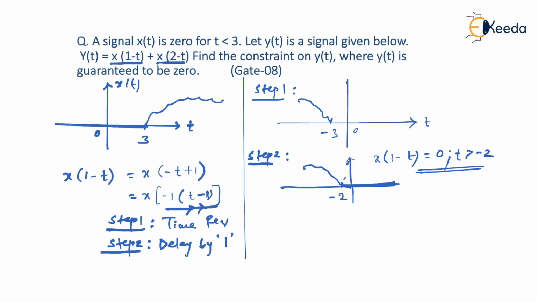And looking at the nature of y of t, we will see what is the constraint on y of t, where y of t is guaranteed to become 0. Is that right? So now I'll try to figure out how to go for x of 2 minus t. I can write x of 2 minus t as x of minus t plus 2, or I can write this as x of -1 t minus 2. Again, I'm following left to right approach, in which first of all I'll apply time reversal property and then I'll delay it by 2. So I'll remind you what was x of t.